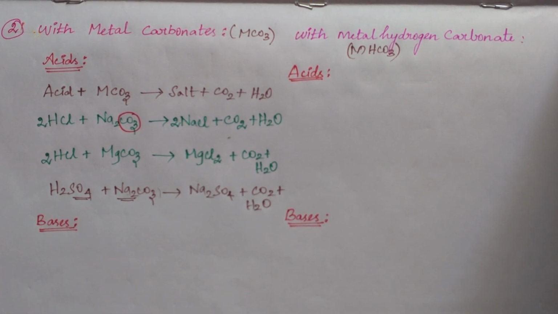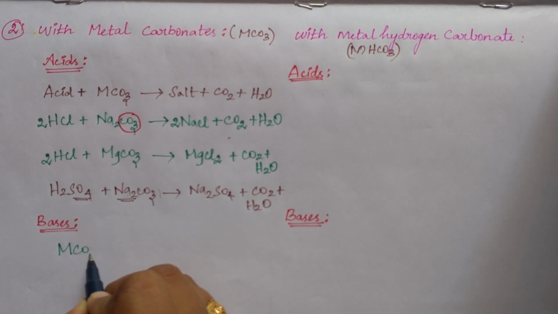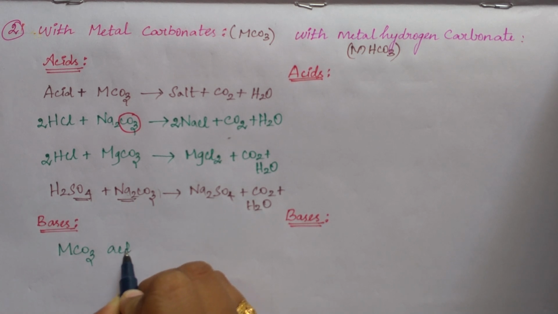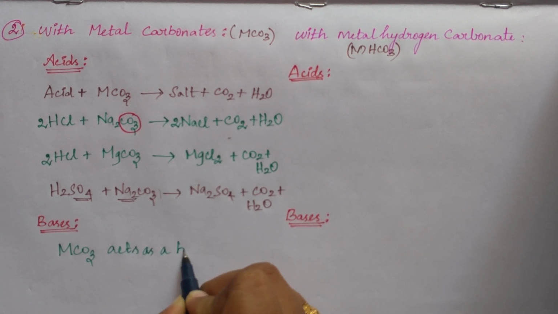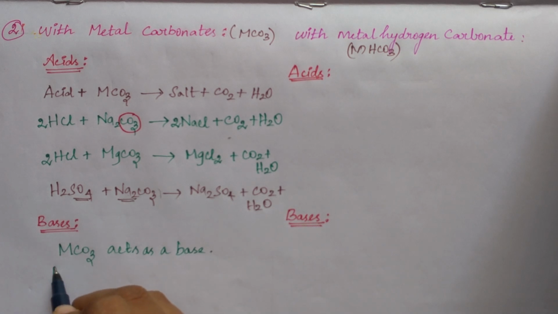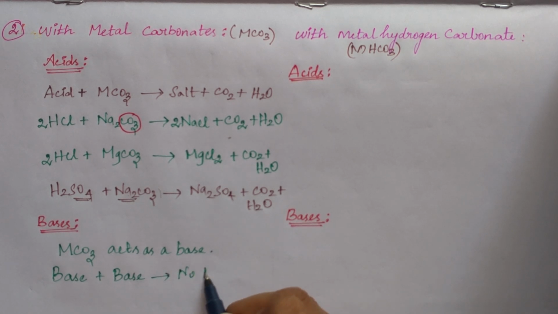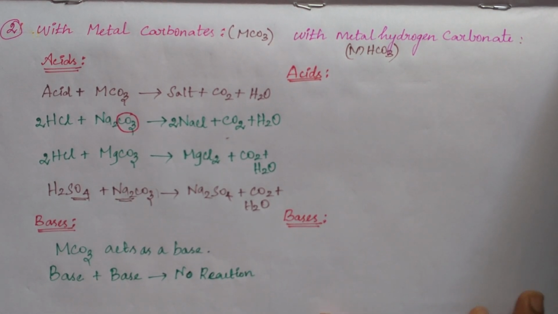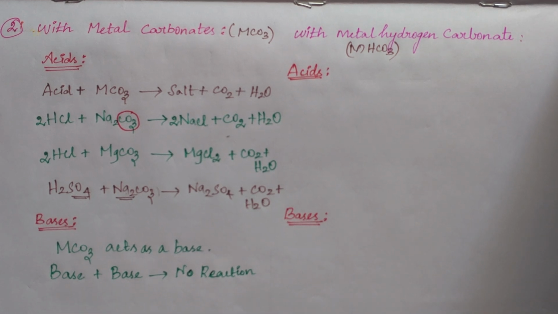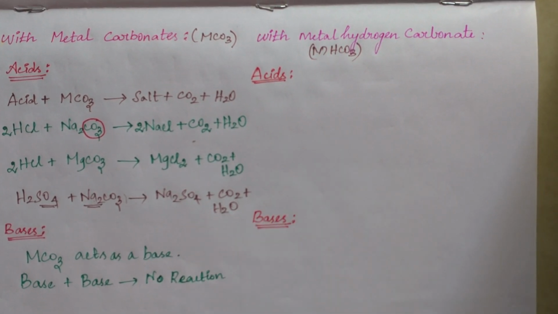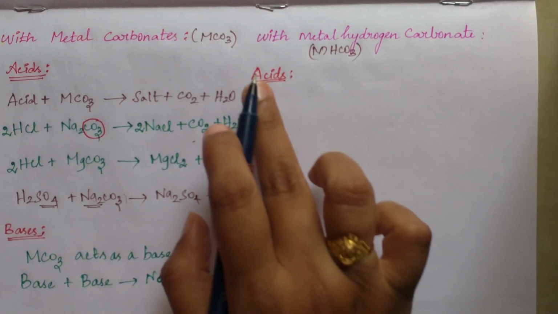Next, bases. Bases will not react with metal carbonates. Metal carbonate acts as a base. So base plus base, if you are taking any one base, base plus base means no reaction takes place. Okay, students. So metal carbonates are basic in nature. This basic and this basic will not react. Next, with metal hydrogen carbonate. For acids, same thing, students.